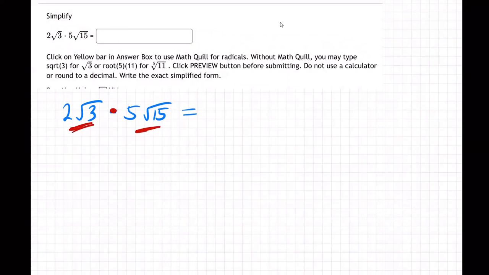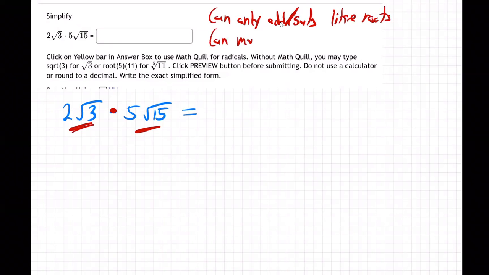Well, by the way, if we were adding or subtracting, we could not. We would just say, hey, they're unlike roots. We're done. You can't do anything. We know that you can only add or subtract like roots, but you can multiply or divide any roots. Any roots go. And if that seems weird or like you might have trouble remembering that, I bet you won't have any trouble because it's exactly the same rules for x's.